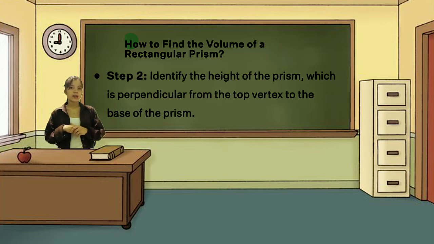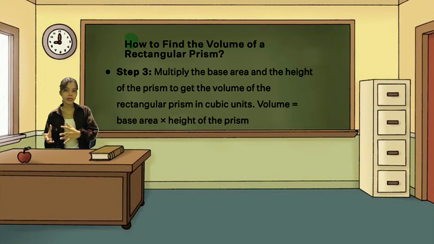Step 2, let's identify the height of the prism, which is perpendicular from the top vertex to the base of the prism. And then step 3, let's multiply the base area and the height of the prism to get the volume of a rectangular prism in cubic units. Or volume equals base area times height of the prism.